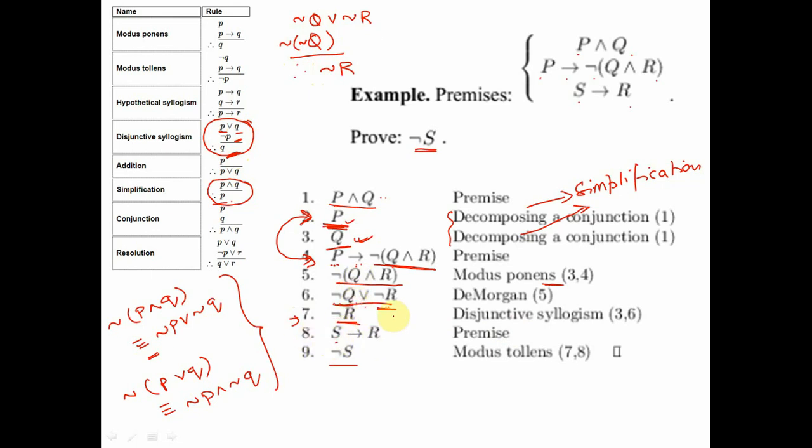I have S implies R as a given premise. Now using modus tollens on these two. See modus tollens: P implies Q and negation of Q. I have negation of P, which is the required conclusion. Right? Let's see another example.